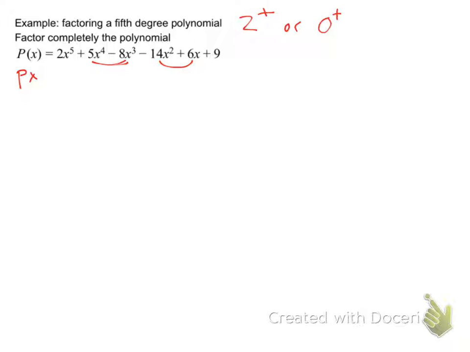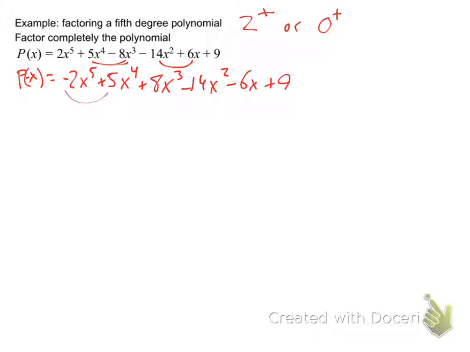If I put p of negative x in, I get negative x to the 5th, 5x to the 4th, plus 8x cubed, minus 14x squared, minus 6x plus 9. Let's check this. Negative to positive, positive to negative, negative to positive. So we're going to say 3 negative or 1 negative. Okay? So we potentially have all 5 answers, 2 of them positive, 3 of them negative. But there also could be some not so nice things in there as well.